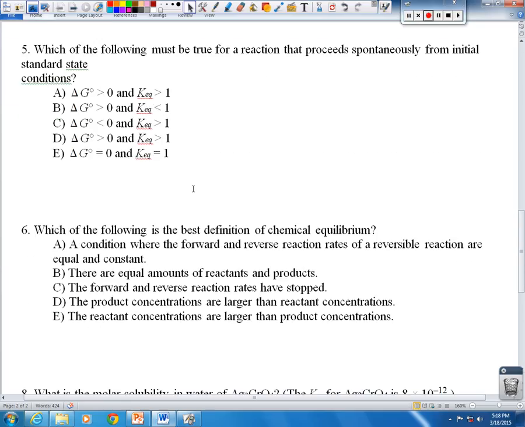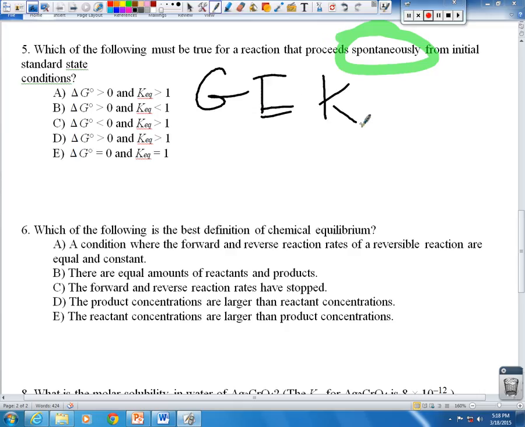All right, I'm going to go ahead and tell you, you better know these because these are going to get you on the multiple choice if you don't know. If you know one, you know them all. This is the geek factor. Which of the following must be true for a reaction to proceed spontaneously? That tells you everything you need to know. So as soon as it says that, when we write this, G, when it's spontaneous, is what? E is, and K is. You know one, you know them all.